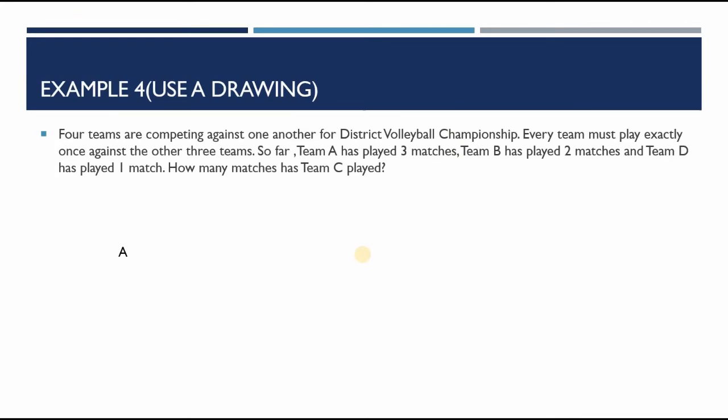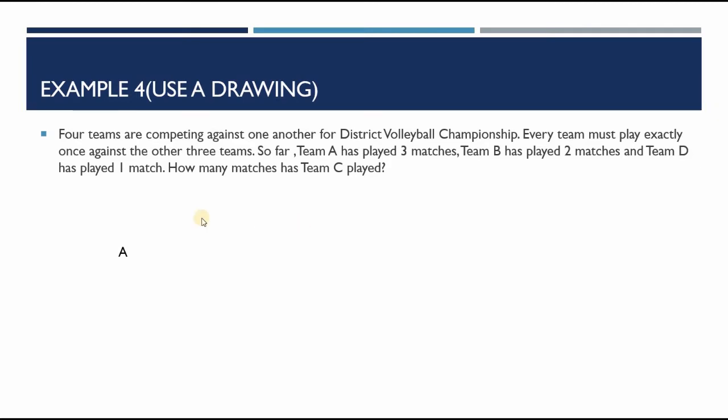Four teams are competing against one another for district volleyball champions. Every team must play exactly once against the other 3 teams. So far, Team A has played 3 matches, Team B has played 2 matches, and Team D has played 1 match. How many matches has Team C played?